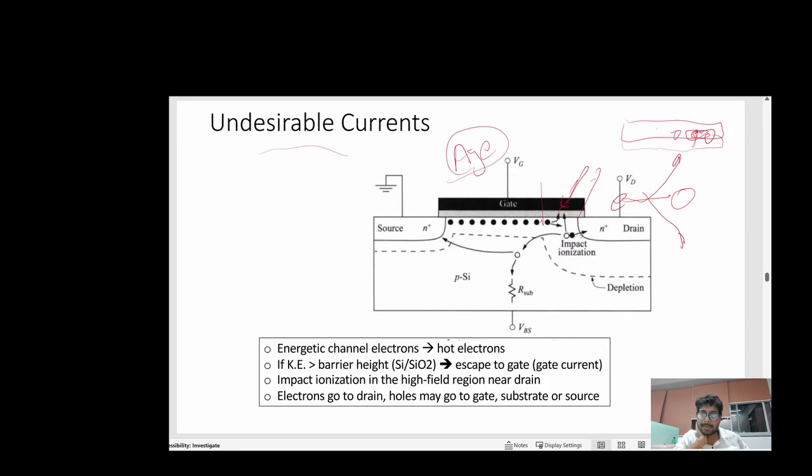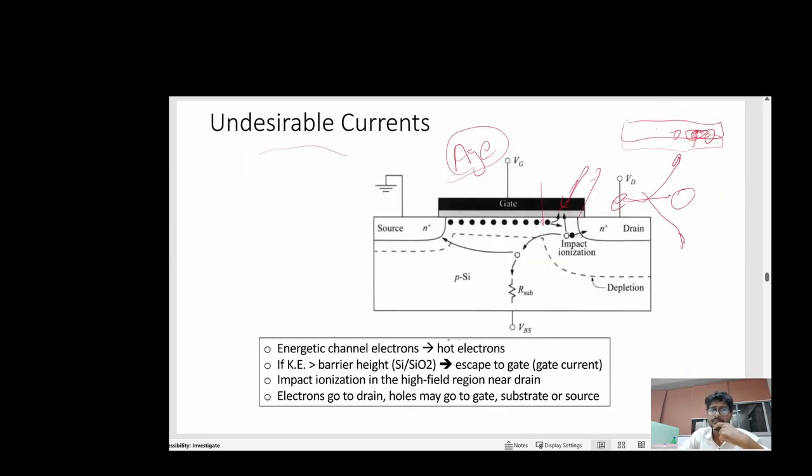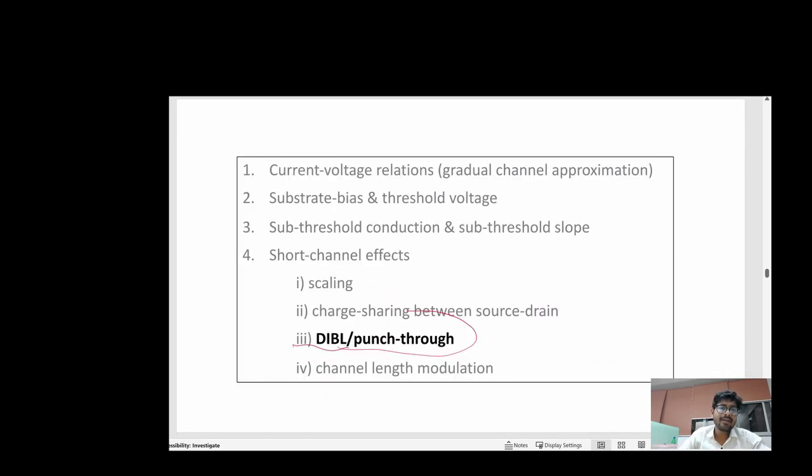The fourth thing is there. One is drain induced barrier lowering. One is undesirable currents, and one is scaling, which we have done. And charge sharing between source and drain. That will be clear.